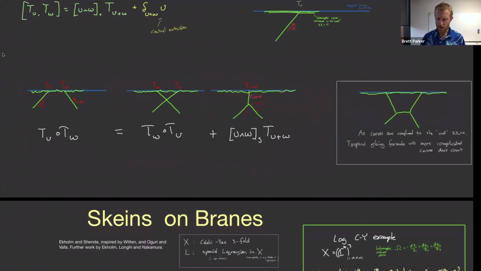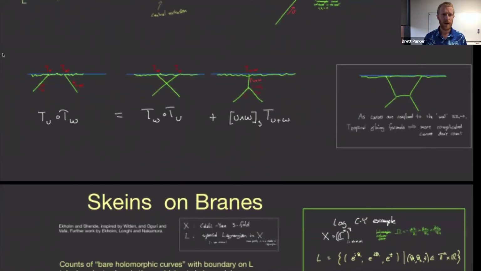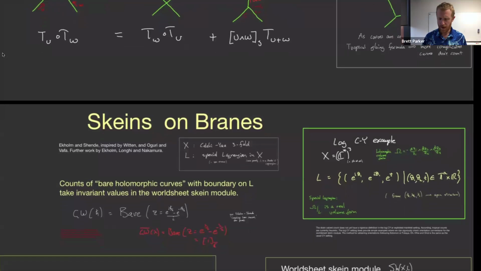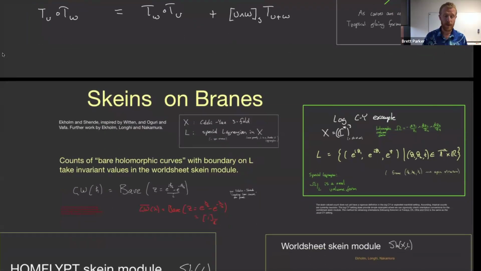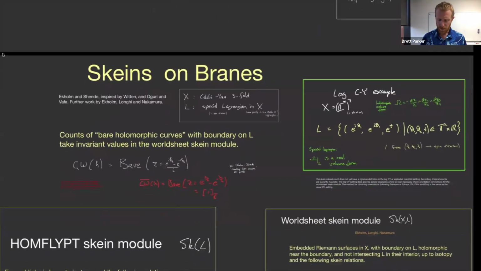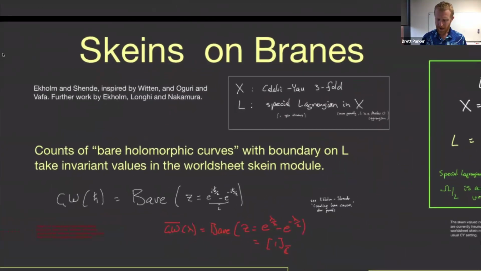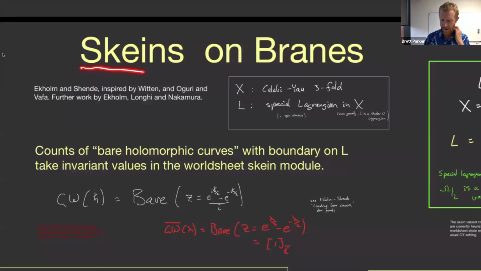Okay, we're going to do the same thing for the skein algebra of the thickened torus. And to do that, what we need to do is use the formalism developed by Ekholm and Shende.